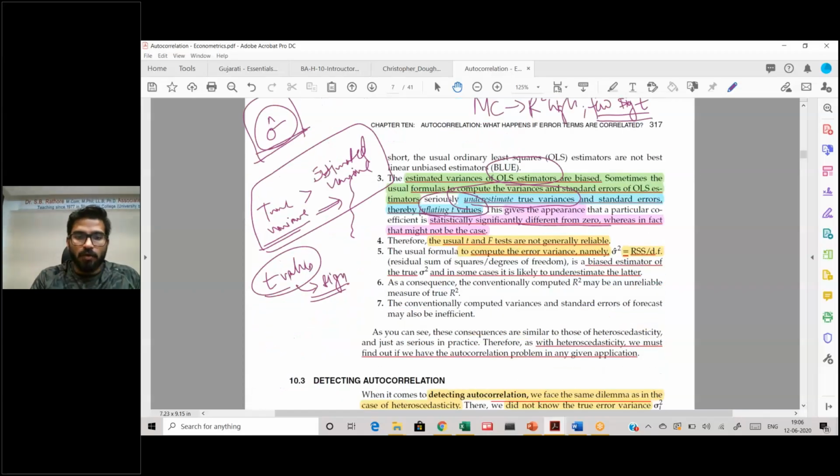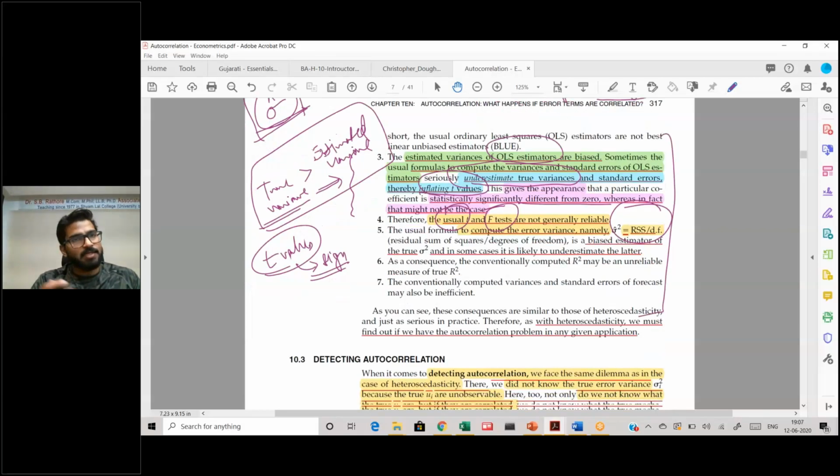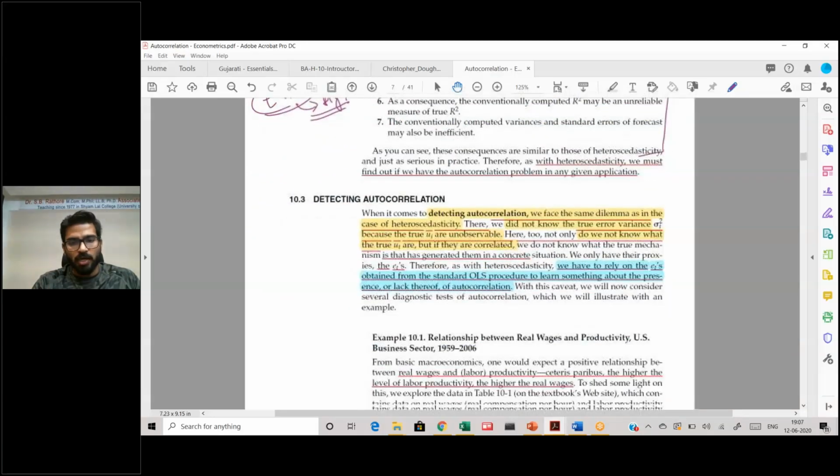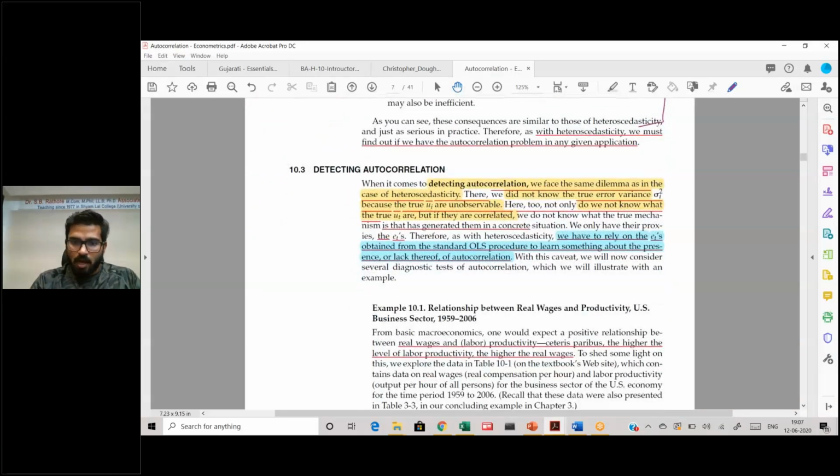So if your hypothesis testing is unreliable, your T test and F tests are unreliable, and you're underestimating your variance, because of this your overall R square is also unreliable. So there are a host of problems which are caused by autocorrelation, as in case of heteroscedasticity. That means you need to solve that problem. Now comes the third part, which is how do you detect the autocorrelation.